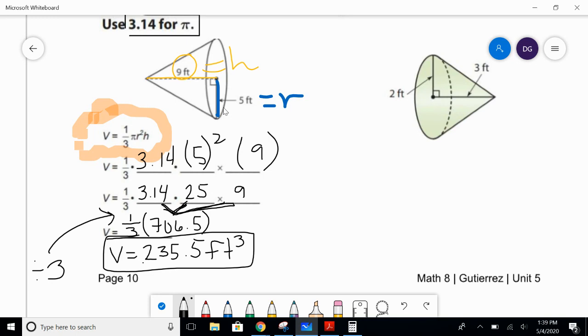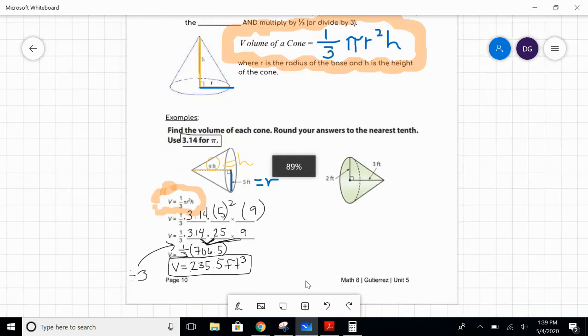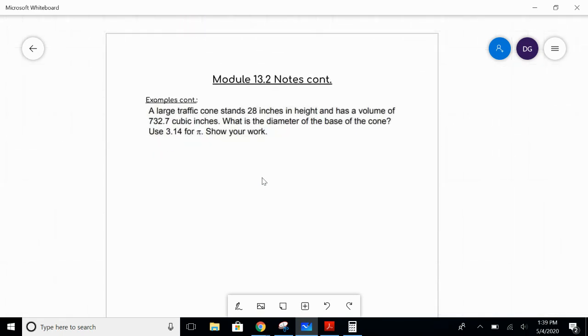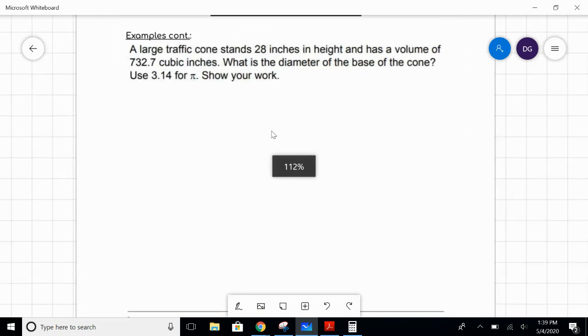All right. Now I'm going to go ahead and skip that next example on that page, and we are going to move on to the last example on page 12. So let's scroll over to page 12, and I want to talk about this one together.